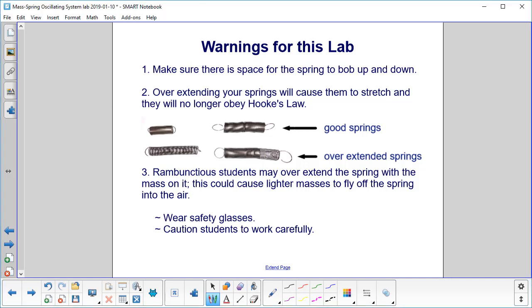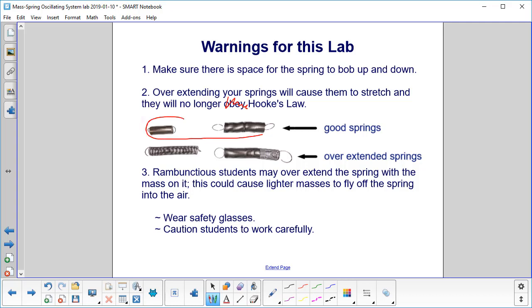Warnings. Make sure there is space for the spring to bob up and down without hitting your lab table. Overextending your springs will cause them to stretch, and they will no longer obey Hooke's law. And this is kind of presumptuous. They're not obeying anything, but they won't be defined by Hooke's law.